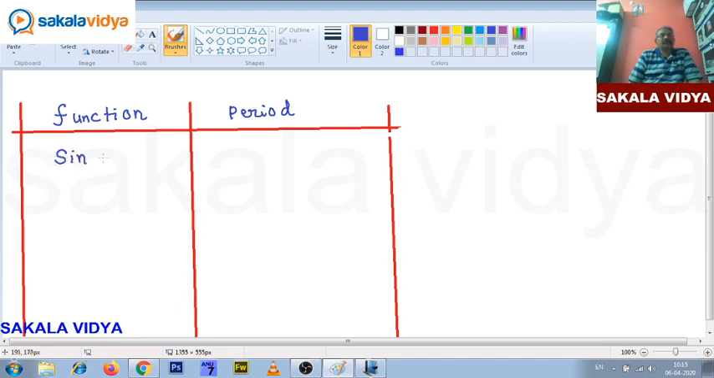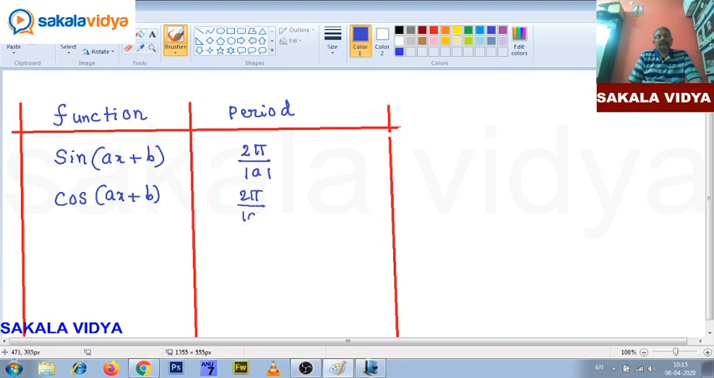Sin of ax plus b. Anybody tell me what is the period? The period of sin of ax plus b is 2 pi by mod a. Next, the period of cos of ax plus b is also 2 pi by mod a. The period of tan of ax plus b is pi by mod a.